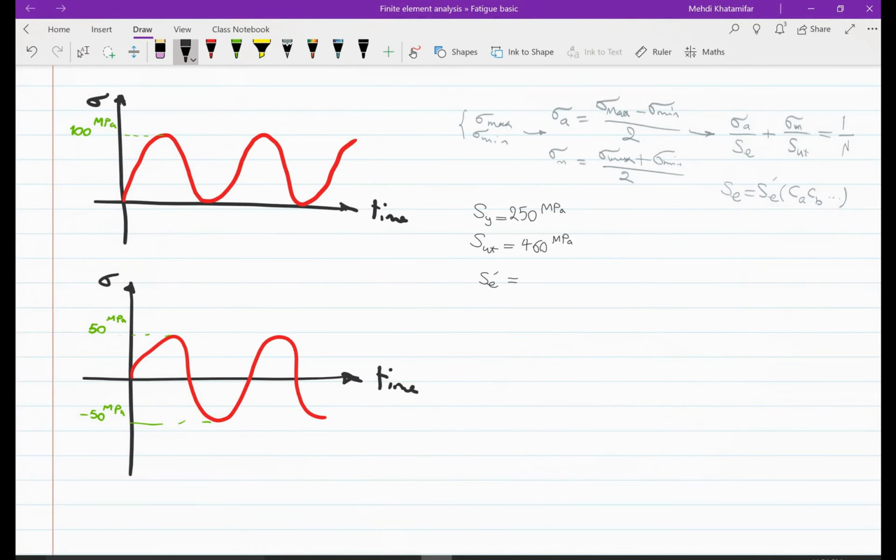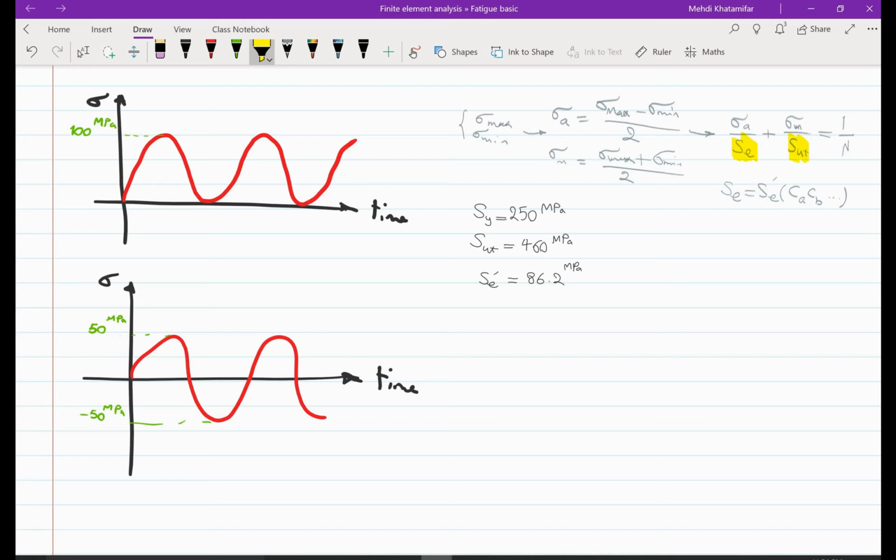SE prime is going to be 86.2 megapascal. Okay, what else do we need? Okay, we're done with this part. So we know ultimate stress, we know endurance limit.